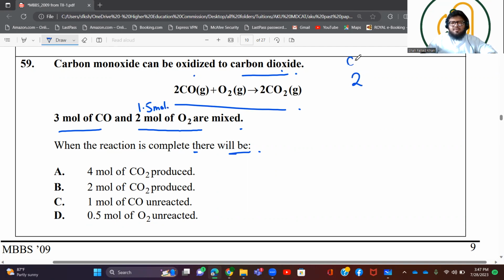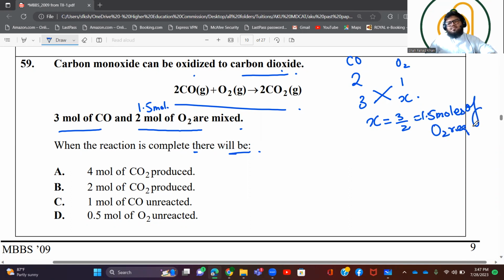If 2 moles of carbon monoxide require 1 mole of oxygen, then 3 moles require how much? Let's cross multiply, get the answer, and that turns out to be 3 upon 2, which is 1.5 moles. So 1.5 moles of oxygen are required. If 1.5 moles of oxygen are required and you have 2 moles, how many moles of oxygen are extra? 0.5 moles of oxygen are unreacted, and here these 0.5 moles of oxygen are left.